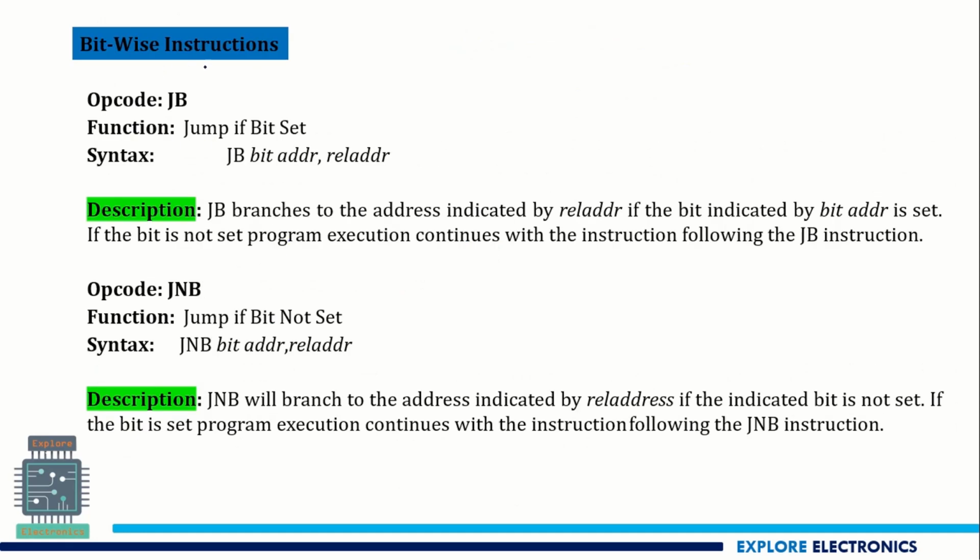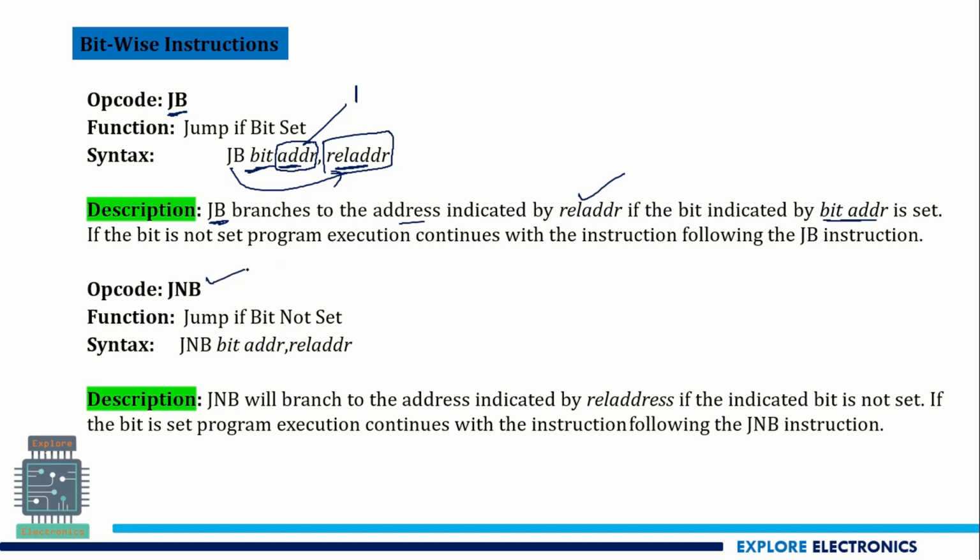Then we have bitwise instructions like JB, jump if bit is set. Here JB jumps to this relative address if the bit of this address is set. How to understand this? This instruction branches to the address specified by the relative address only if the bit indicated by this address, the particular bit specified, is set to 1. Then only the jump will happen, otherwise the jump will not happen.